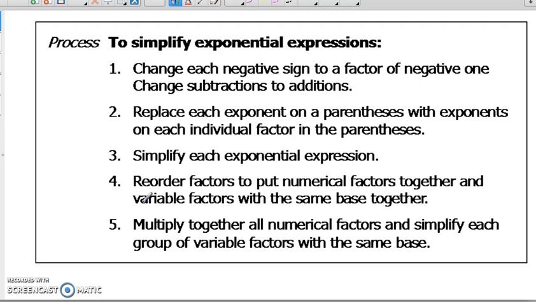3, simplify each exponential expression. 4, reorder the factors to put numerical factors together and variable factors with the same base. So that's when I was color coding yesterday. We want to put all similar factors together. It makes it a lot easier to simplify and multiply together. And then number 5, multiply together all numerical factors and simplify each group of variable factors with the same base.